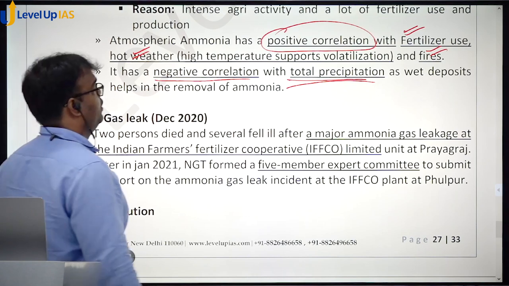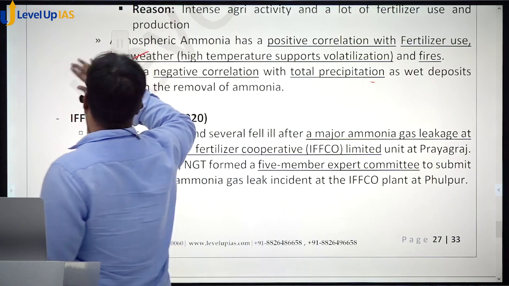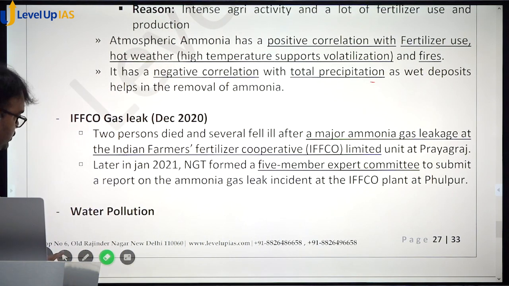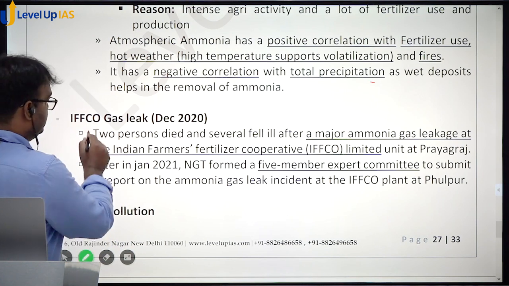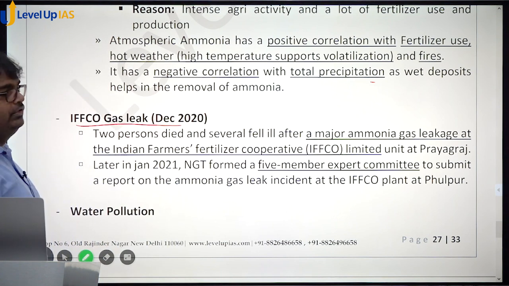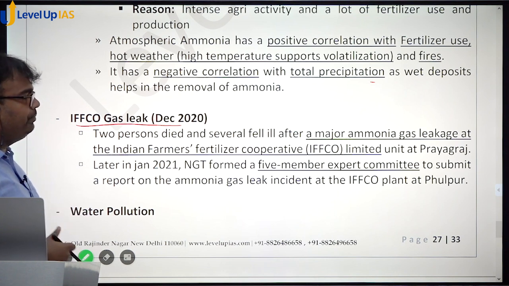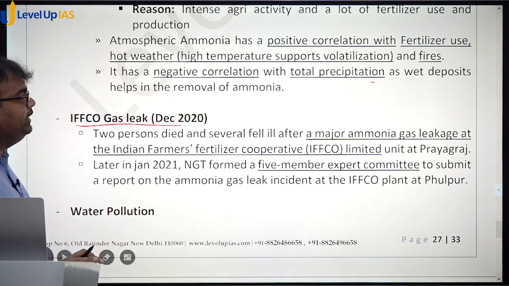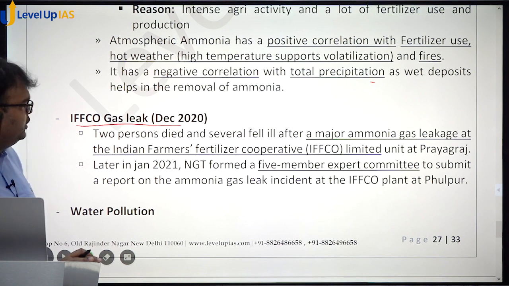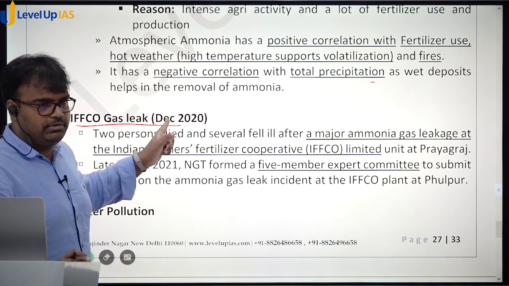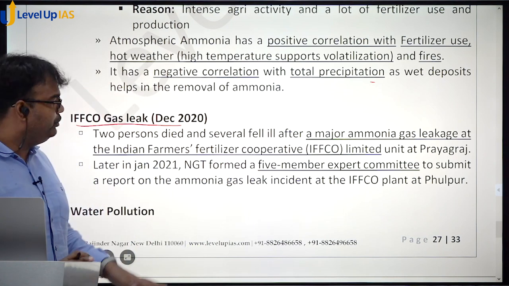Now, another reason because of which ammonia was in news was the IFFCO gas leak. IFFCO is Indian Farmers Fertilizers Cooperative Limited. One of its units is in Prayagraj. Wahan pe the leak of ammonia gas had taken place which had killed two people and a lot of other people were injured. In December this accident took place, and in January 2021 a 5-member committee was also formed by NGT to look into why this happened.